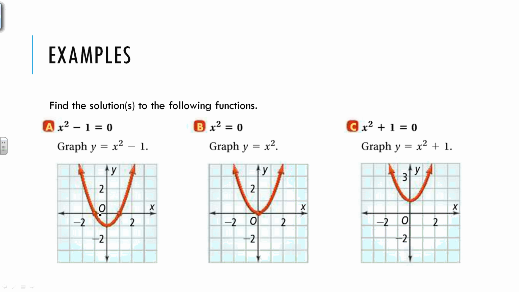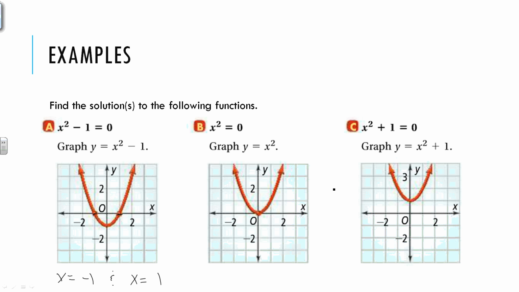So as we look at this parabola, where does it cross or intersect the x-axis? Well, we have these 2 points right here, this one and this one. So we have 2 answers. Our answers are going to be x equals, looks like -1 there, and x equals +1 there. So this is an example of a quadratic function that has 2 answers. It crosses the x-axis in 2 points.